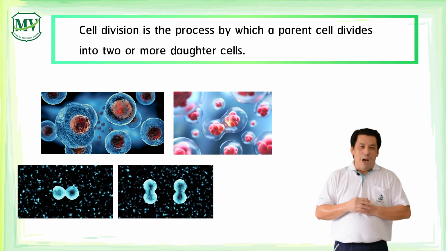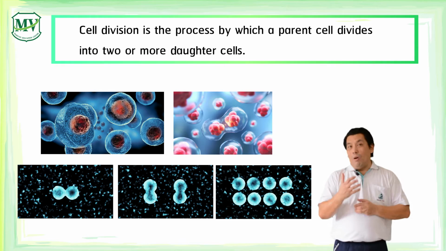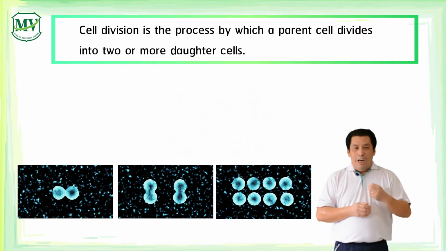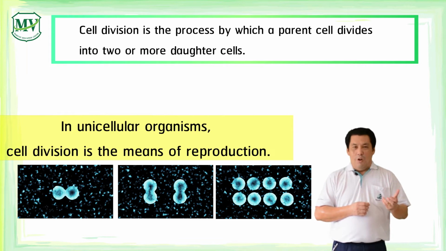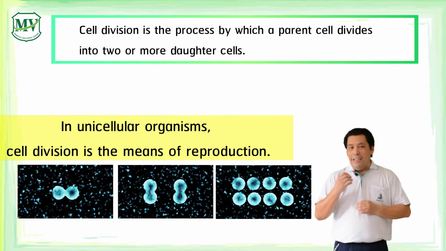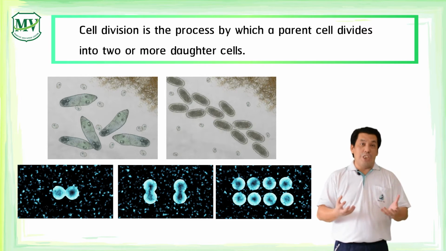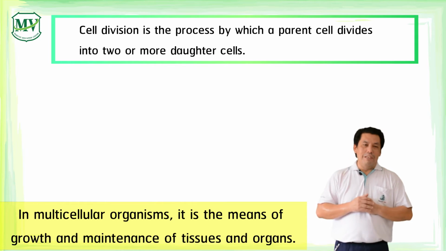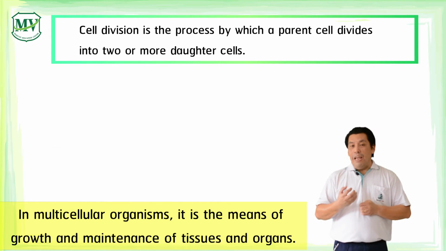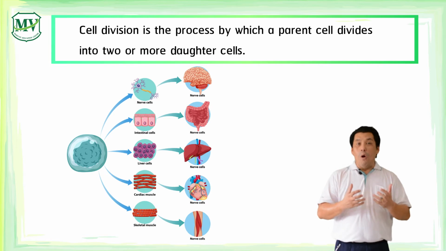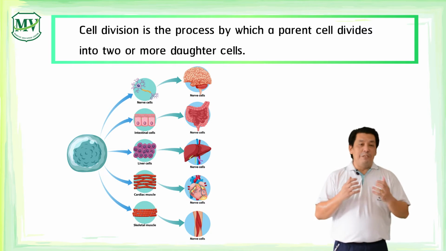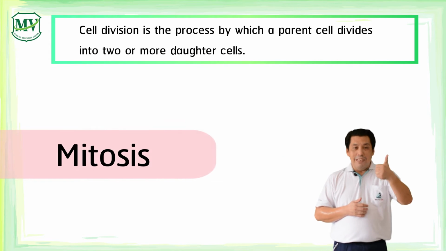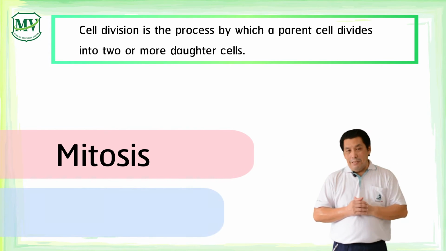There are several types of cell division depending upon what type of organism is dividing. For unicellular organisms, cell division is the means of reproduction. Whereas in multicellular organisms, it is the means of growth and maintenance of tissues and organs. These are the two types of cell division. Number one, mitosis, and number two, meiosis.